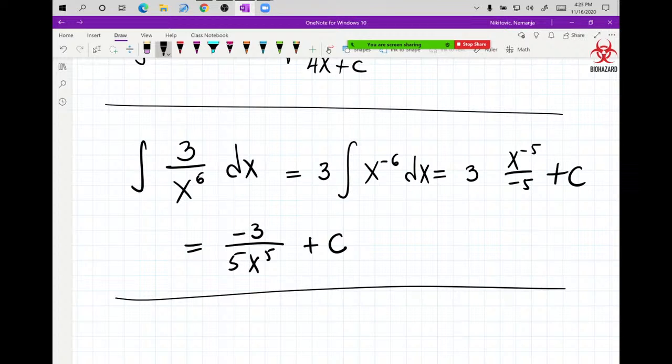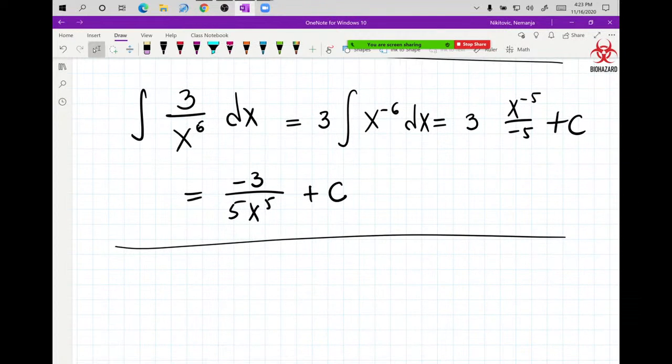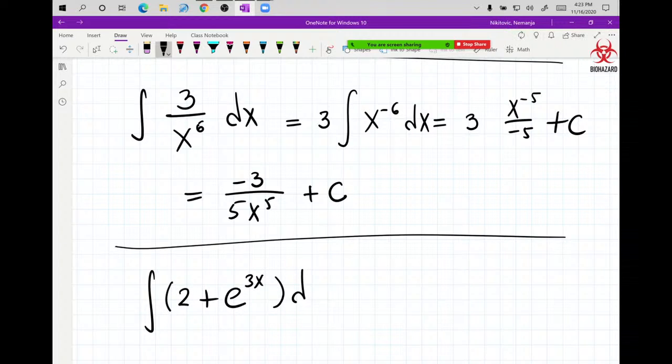So we are using formulas. Integral of 2 plus e to the 3x dx. Okay, let's see what you're going to get there. I'll be right back. Just gonna grab a bottle of water.